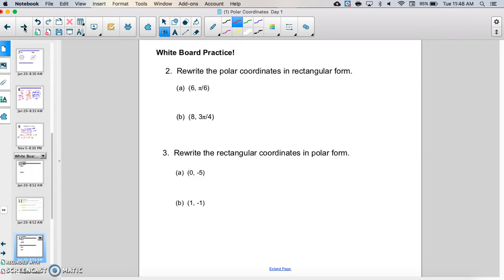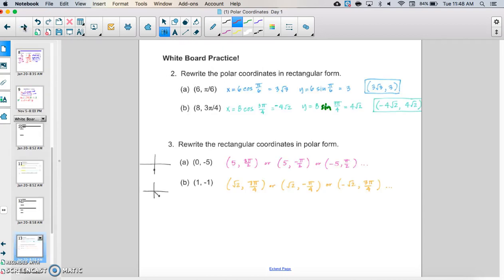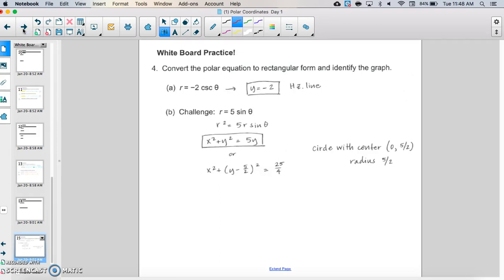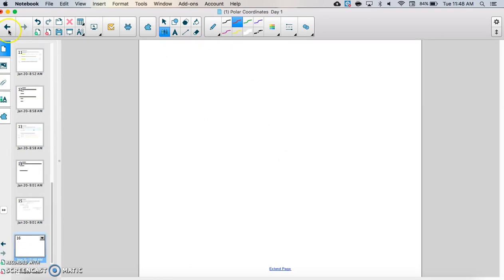Here's the next slide of practice. So you can pause it. Then here are the answers. You can check those. Then another slide of practice. You can pause it and check your answers. I think that's it.